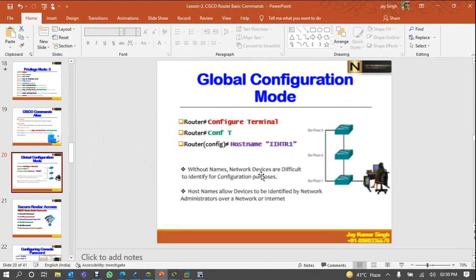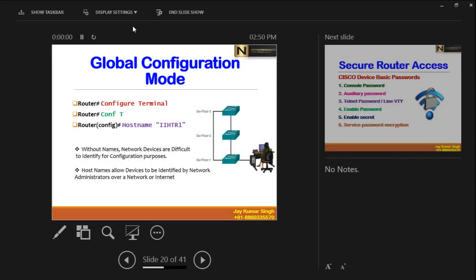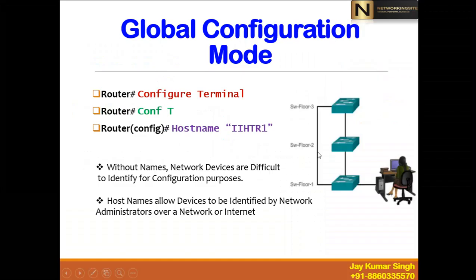Now we'll come here and see why we need to configure names on the routers or other devices in the network. We should give names to the devices to identify them, because by default all router or switch names will be router, switch, like that. But for identifying that this router is on floor 1, this router is on floor 2, you have to give the name like that, right?